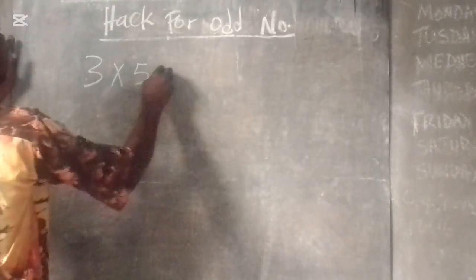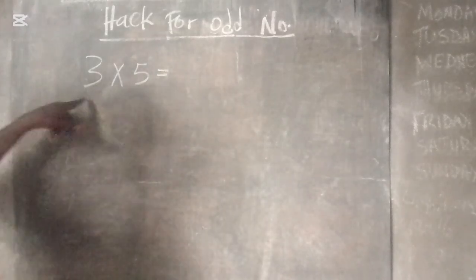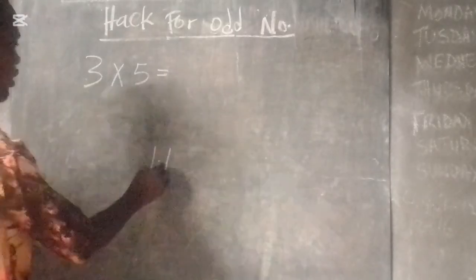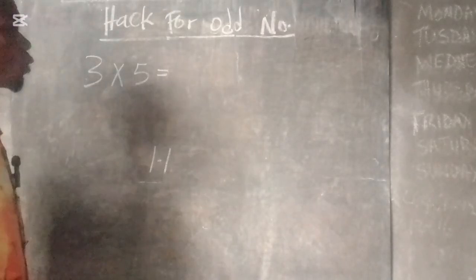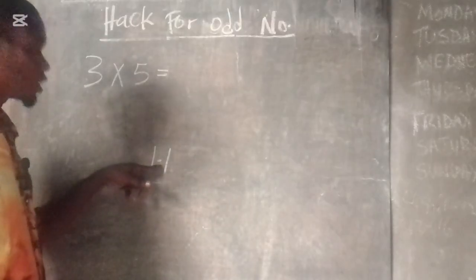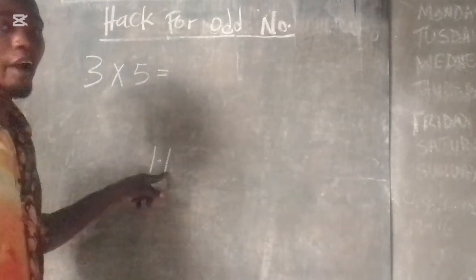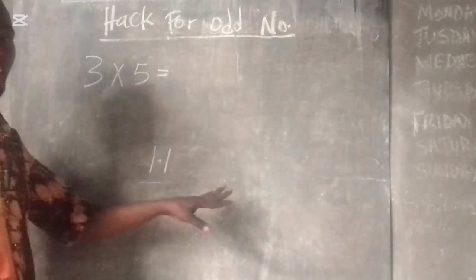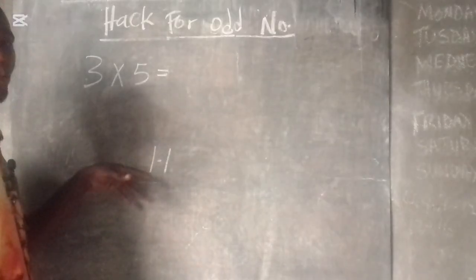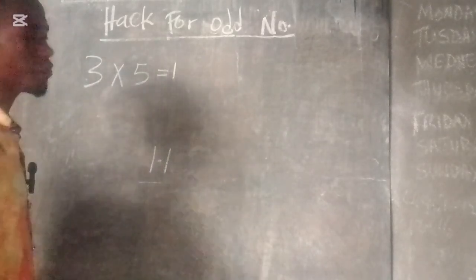3 times 5. 3 here is an odd number. Half of 3 is 1.1. Now what will I do? Since half of 3 is 1.1, what will I do? Remember, a number before a decimal point is a whole number, while the one after the decimal point is a decimal fraction. So we are not taking the decimal fraction, we are taking the whole number. So the whole number here is 1. I'll write my 1. What will I do again? I'll add 5 to it.